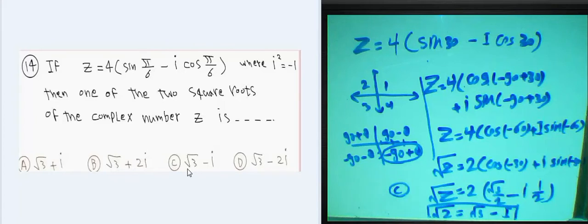It's very easy for you. The square root of z: the square root of 4 equals 2, and the angle is divided by 2. Then the result will be root 3 over 2 for cosine negative 30, and i times sine negative 30, which equals negative half. Okay, the result will be root 3 minus i.